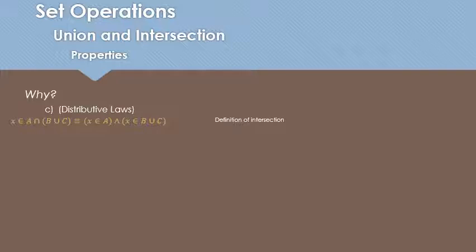Now we'll use the definition of union and break that down. X is in A and X is in B or X is in C. That's the definition of union. And now, if you can see it, we have conjunction distributing over disjunction. We have a conjunction of the statement X is in A over the statement X is in B or X is in C. And so we can apply the distributive law of logic to rewrite this.